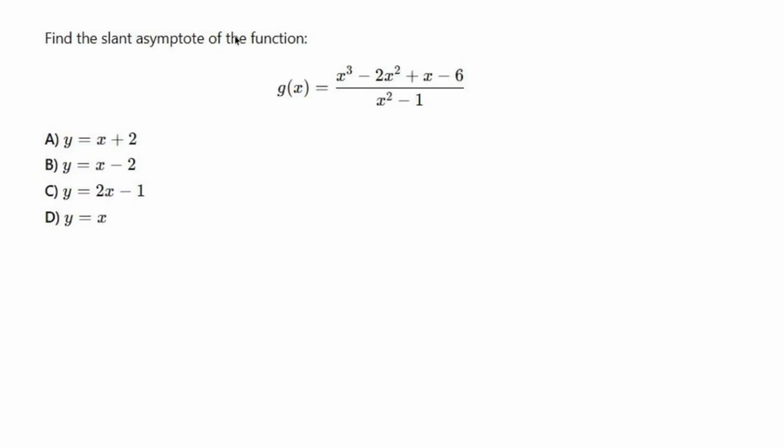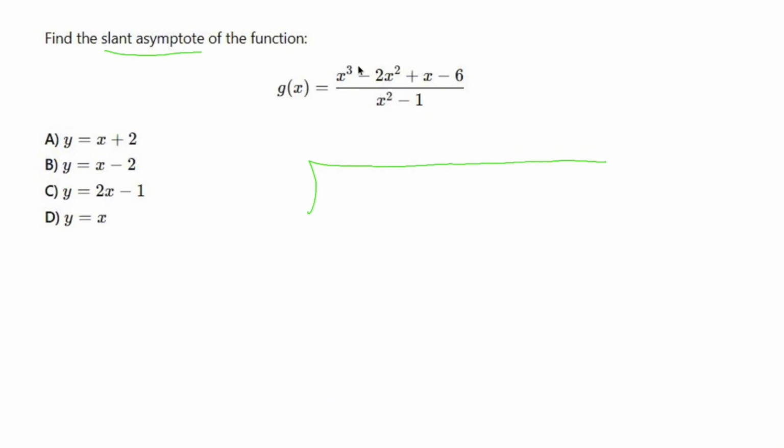Find the slant asymptote of the function g of x equals x cubed minus 2x squared plus x minus 6 all over x squared minus 1. A slant asymptote exists when the degree in the numerator is 1 degree higher than the degree in the denominator, and that's what we have here. So we use polynomial long division to do that.